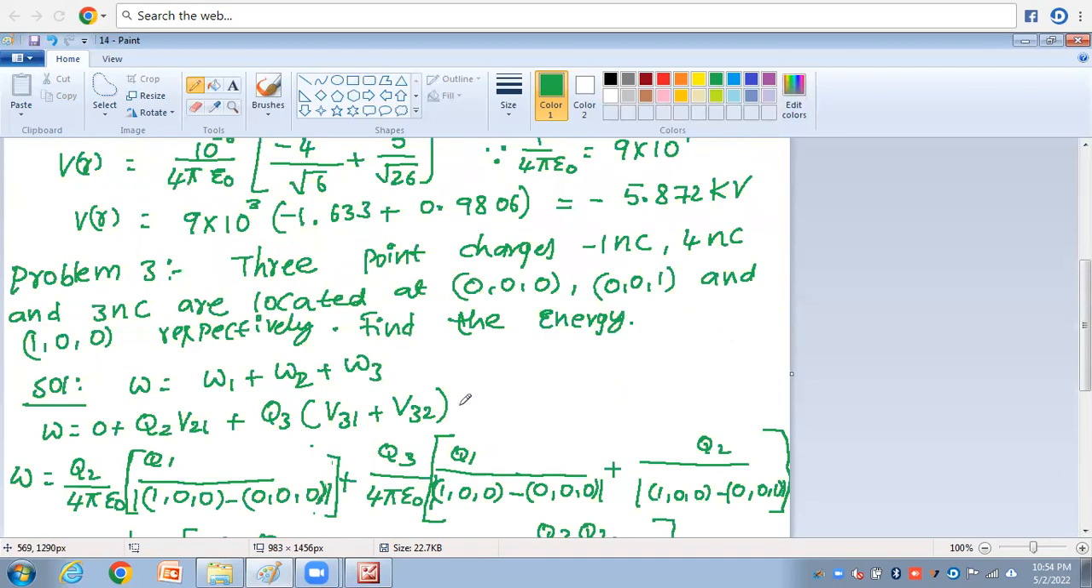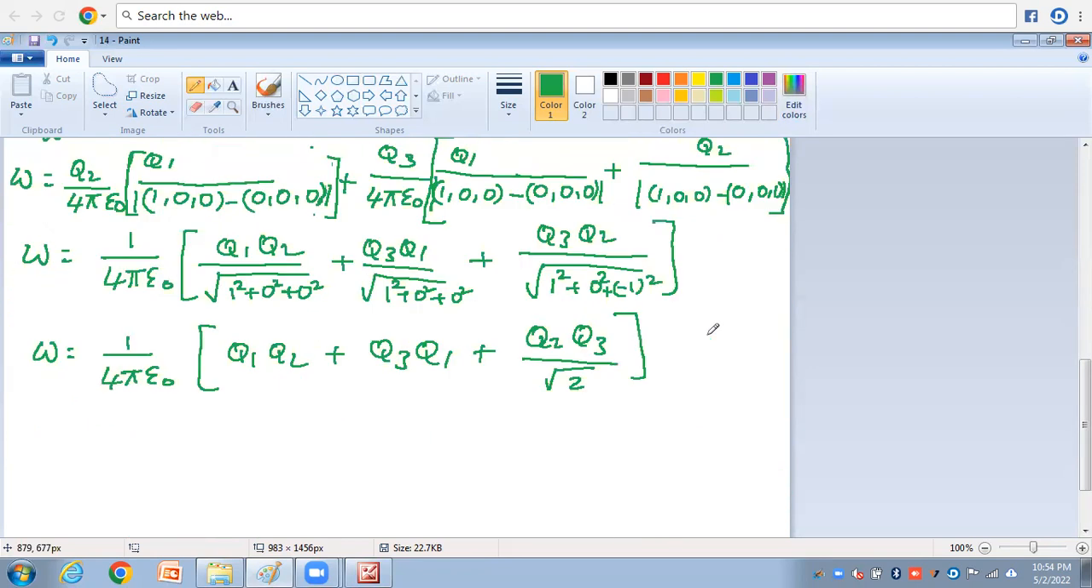The Q1 value equal to minus 1 nanocoulomb, Q2 value is 4 nanocoulomb. Now the meaning of nanocoulomb is 10 to the power of minus 9 coulombs. Here two charges are there, so the product is 10 to the power of minus 9 into 10 to the power of minus 9. The resultant is 10 to the power of minus 18. Then rest of things substitute as it is.